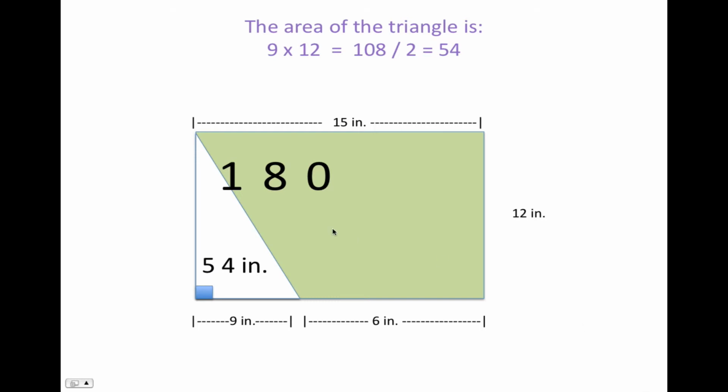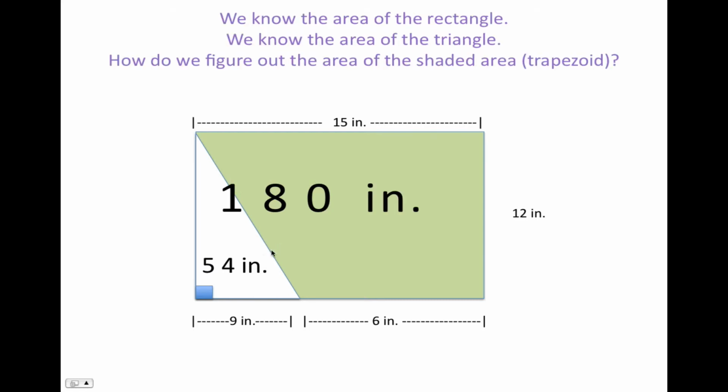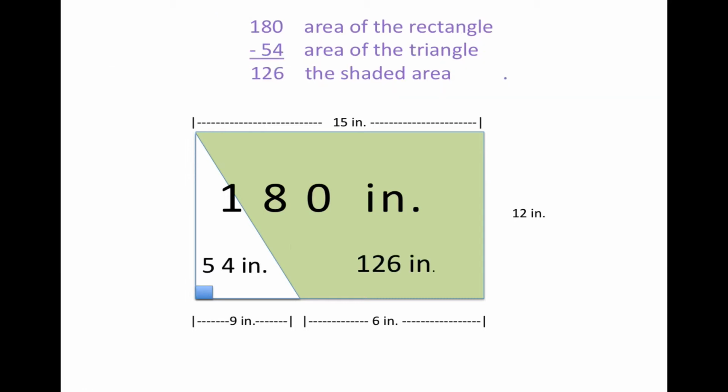So how are we going to figure out what the green part is? I want you to think about that. The whole thing is 180. This is 54. Do we add? Do we subtract? I hope you said that we are going to subtract. So we're going to take the area of the whole rectangle, which is 180, and subtract 54, which is the area of the triangle, and it gives us 126 inches, which is the shaded area. It wasn't so hard, was it?